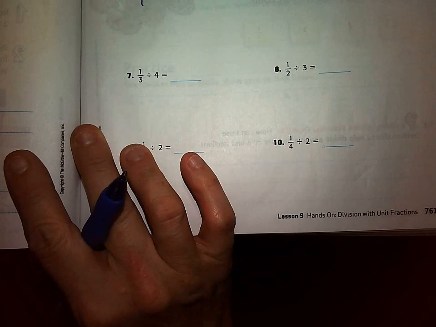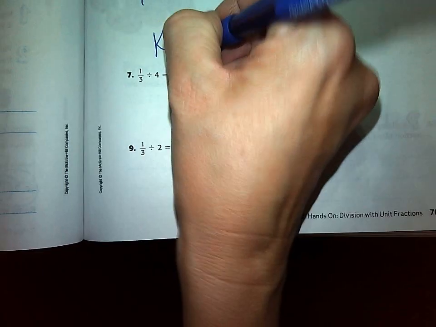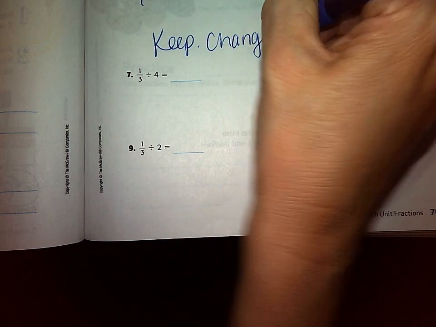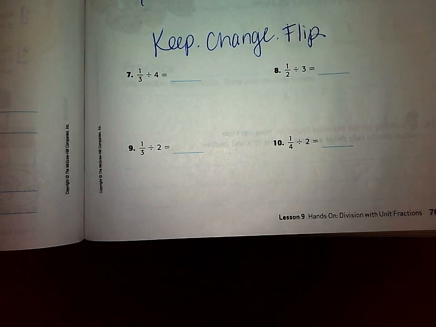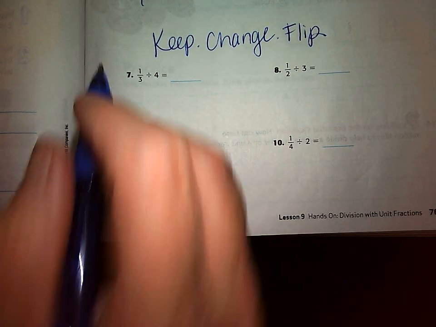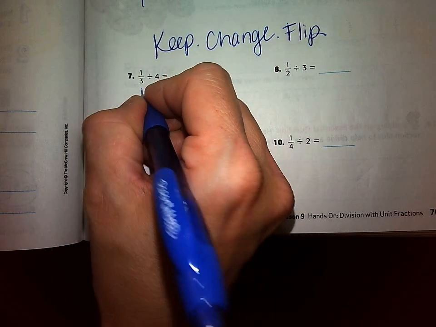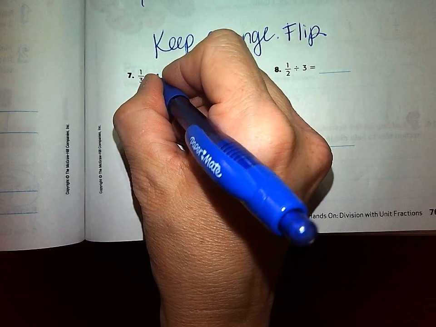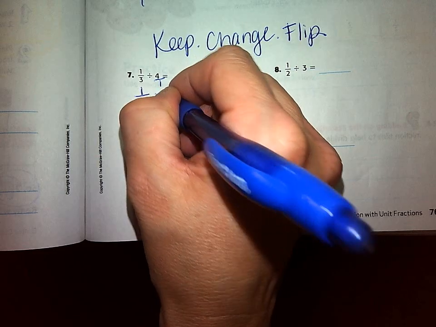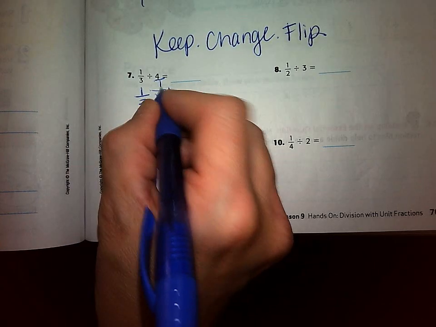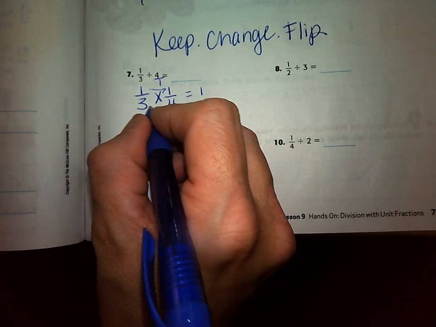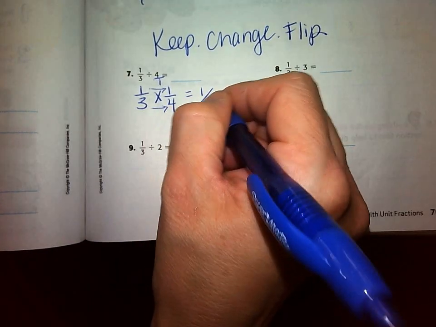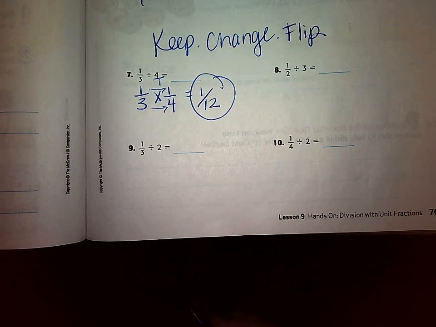Let's do number 7 and 8 together. We have 1/3 divided by 4. Same thing, you guys. We're still going to keep, change, flip. It does not matter which side the fraction is on. But we always keep the first number, change the sign, flip the last one. This is, of course, a 4 over 1, so it becomes a 1/4. Multiply the numerator, 1 times 1 is 1. Multiply the denominator, 3 times 4 is 12. My answer is 1/12.